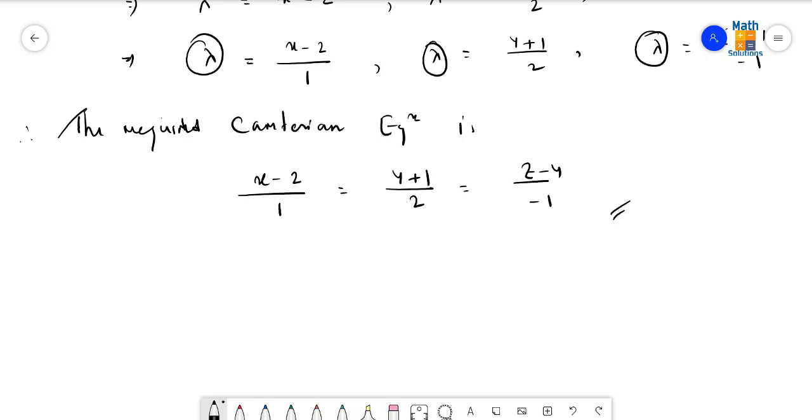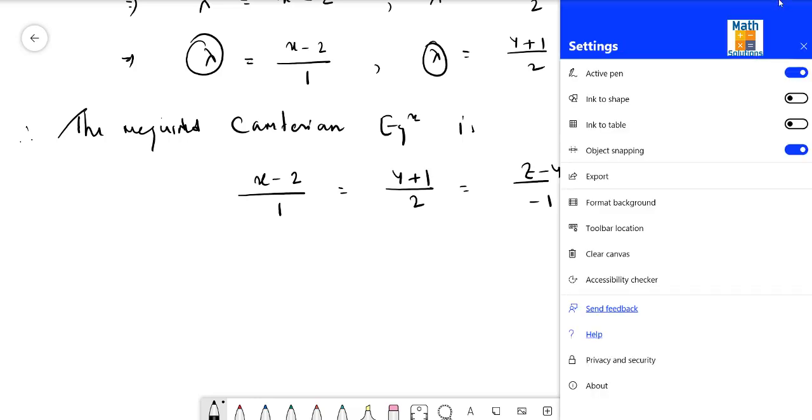I have shown you all the deductions of a Cartesian equation through this question only. You can proceed directly through the formula also; these steps you can remove. So this is the answer of question number 5. Next, coming to question number 6.